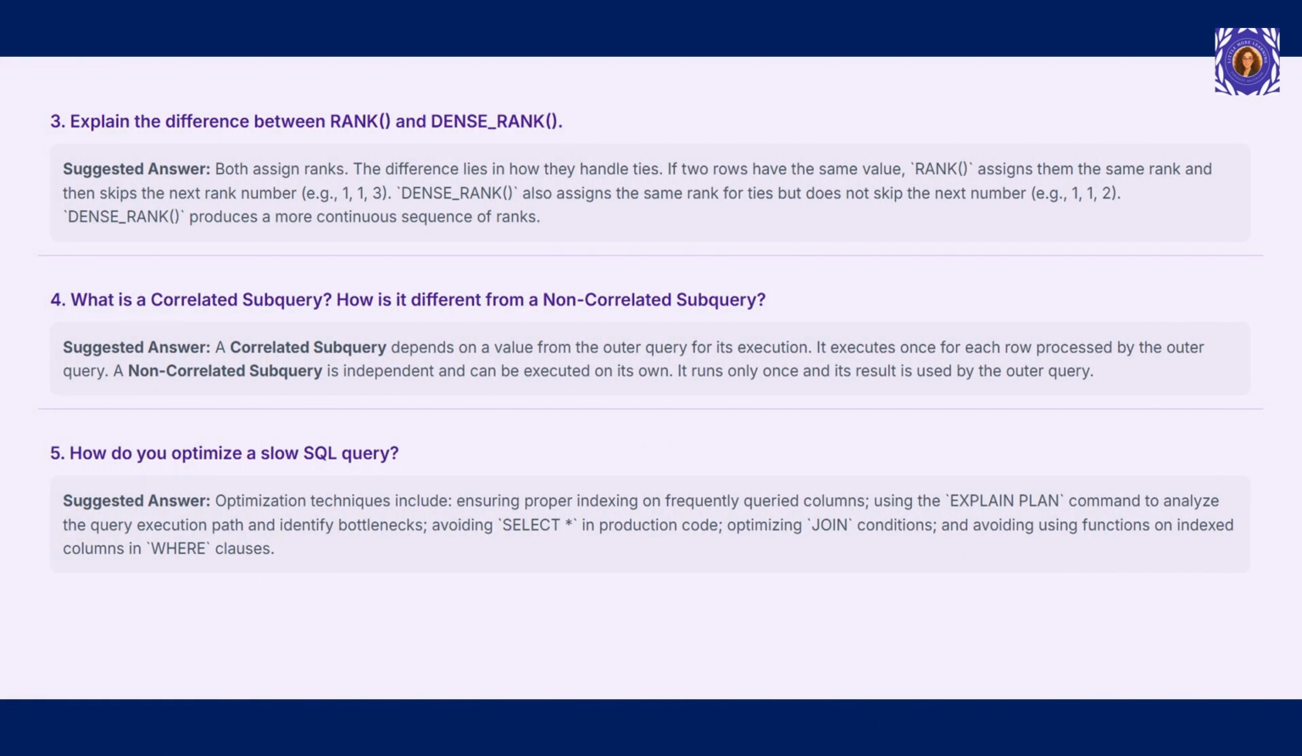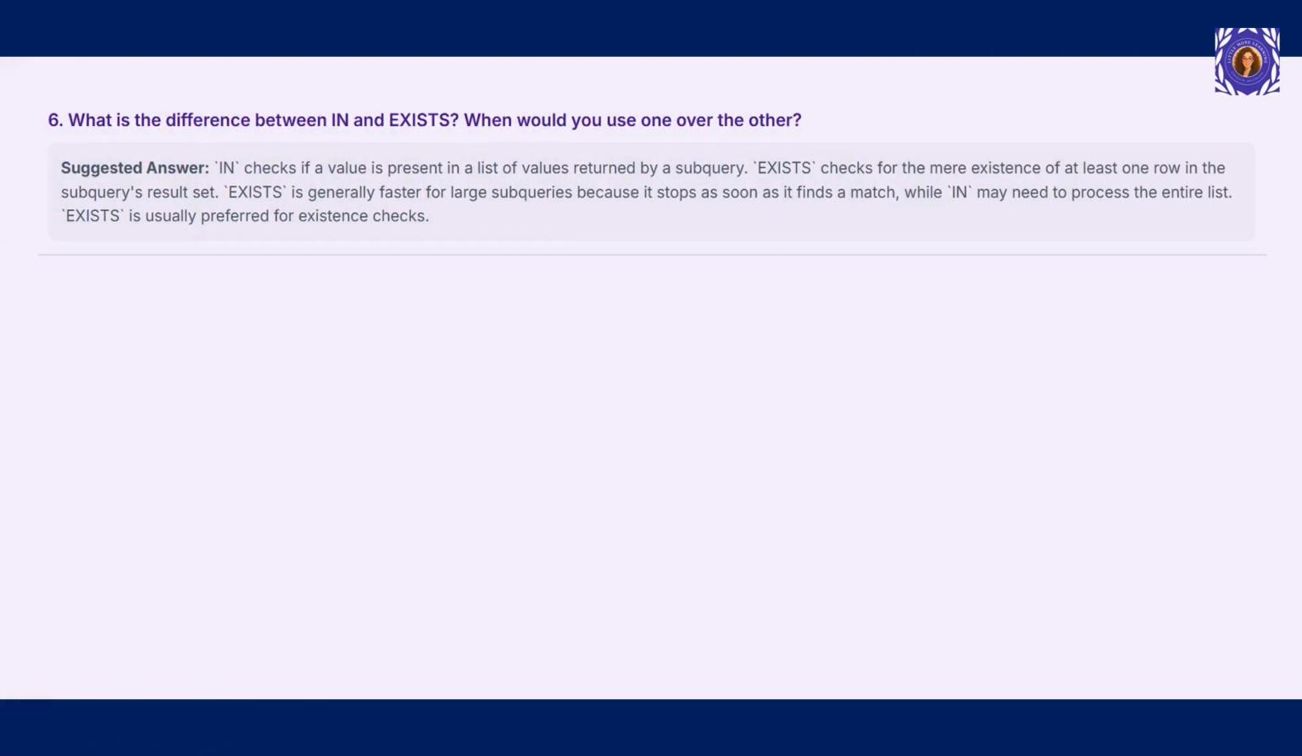How do you optimize a slow query? Common strategies include using indexes, analyzing the query's execution plan to find bottlenecks, avoiding select asterisk, and optimizing your joins and where clauses. Difference between IN and EXISTS. Exists checks for the mere existence of a row and is often more efficient for large subqueries because it can stop as soon as it finds a match. In checks if a value is present in a list of values.